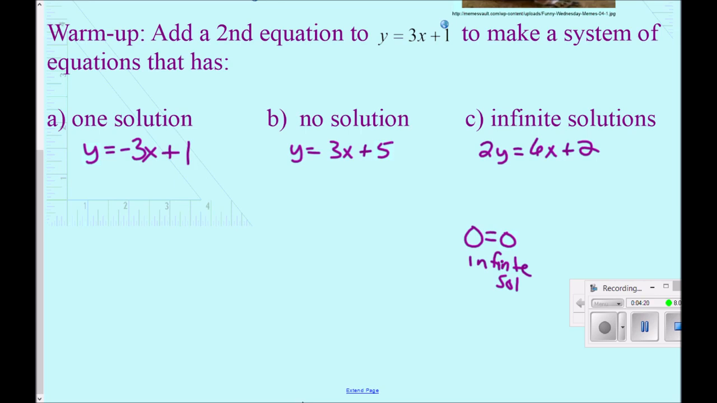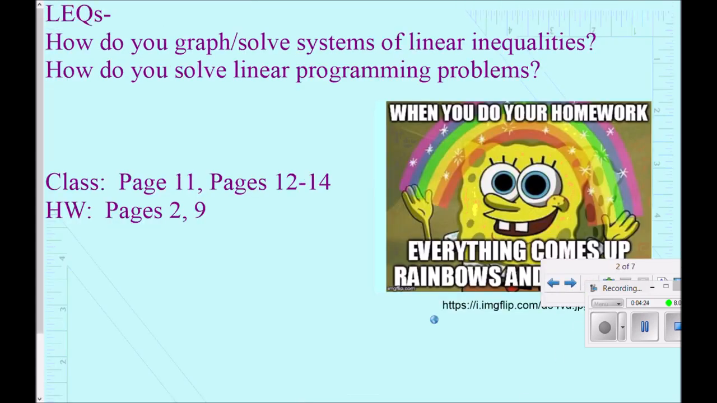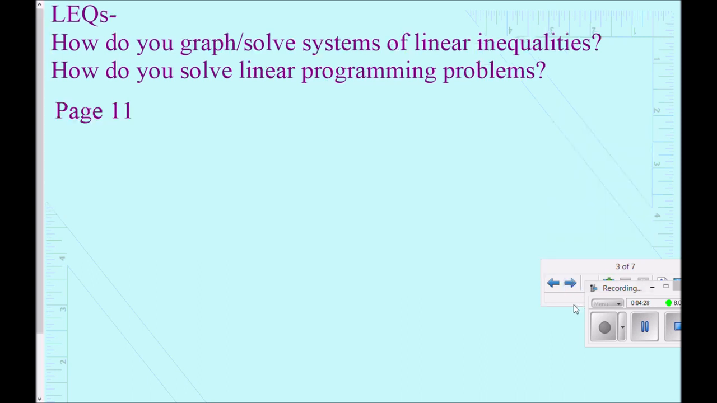Okay, so the next thing we did was we moved on to classwork, and classwork today is in your Unit 2 packet. So you'll need to turn to page 11 so you can see what I'm looking at there. Page 11 is graphing a system of inequalities. So we're going to graph all 4 of those inequalities on the same coordinate plane that's provided there on page 11.